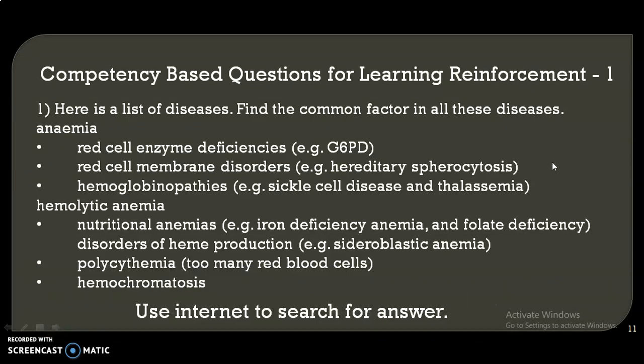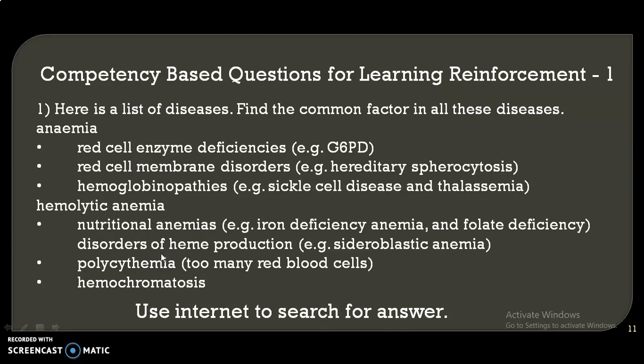Now, homework questions for you. Here is a list of diseases. You have to find the common factor in all these diseases. The list of the disease is like this: anemia, red cell enzyme deficiencies, red cell membrane disorders, hemoglobinopathies, nutritional anemia, polycythemia, and hemochromatosis.